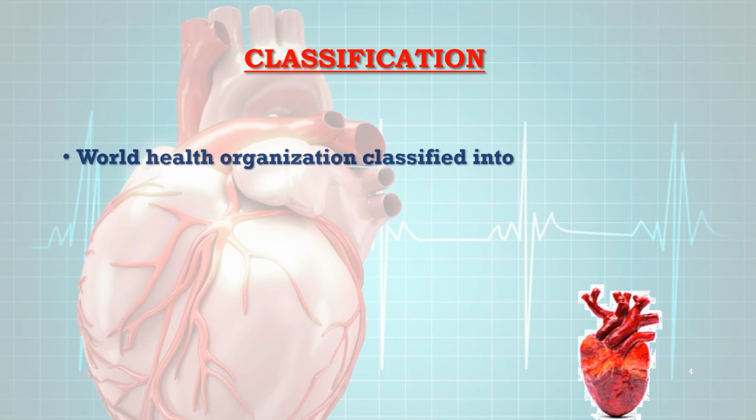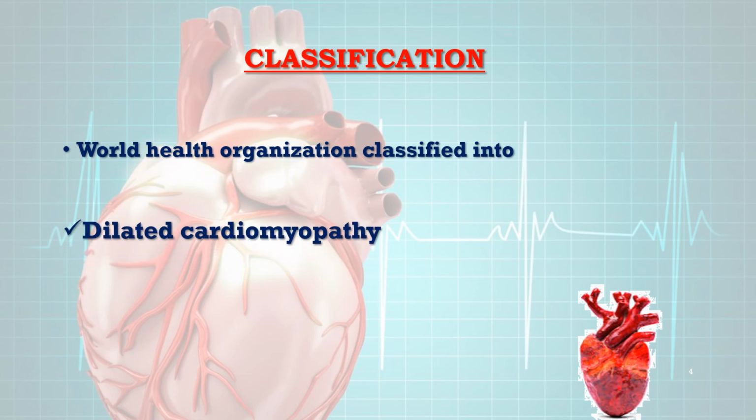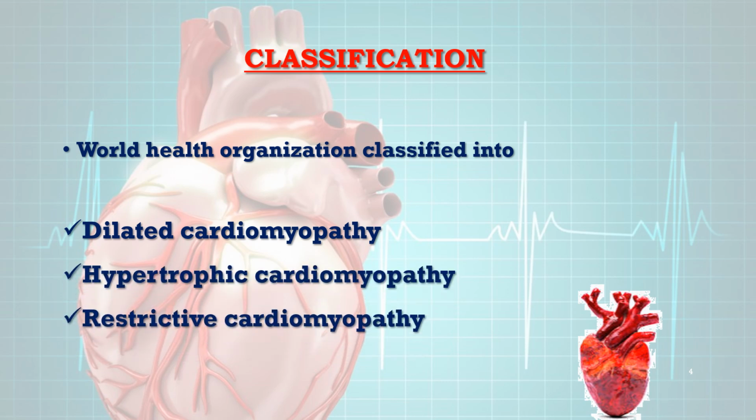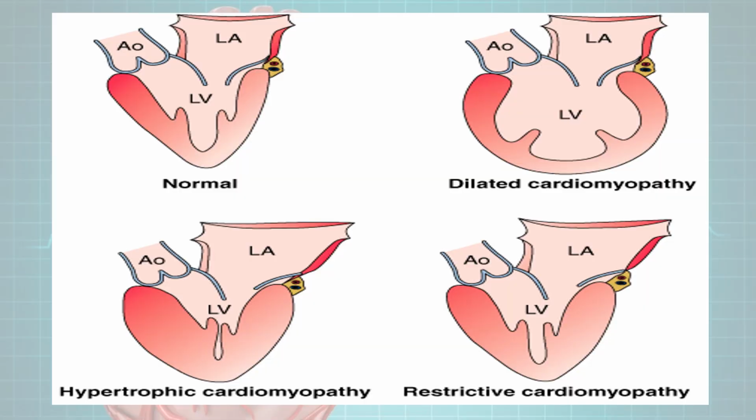So the classification according to the World Health Organization is mainly into three: dilated cardiomyopathy, hypertrophic cardiomyopathy, and restrictive cardiomyopathy. This is the picture which shows the normal heart as well as the cardiomyopathic features. In the normal heart, we can see the ventricular size and the size of the ventricular wall, otherwise myocardial thickness. Normally there is enough space to collect the blood in the ventricles. When we compare with the normal picture, we can see the difference in the features of dilated cardiomyopathy, hypertrophic and restrictive.